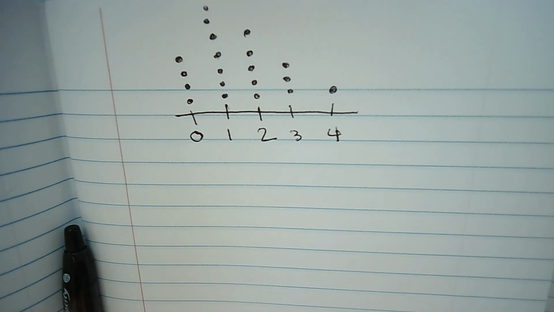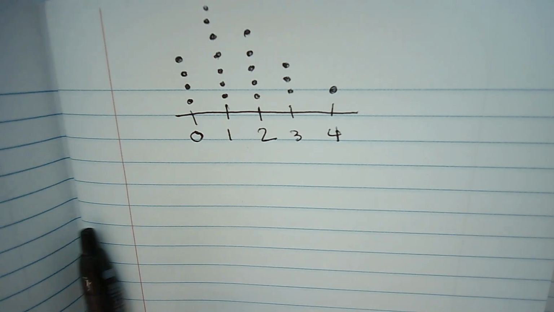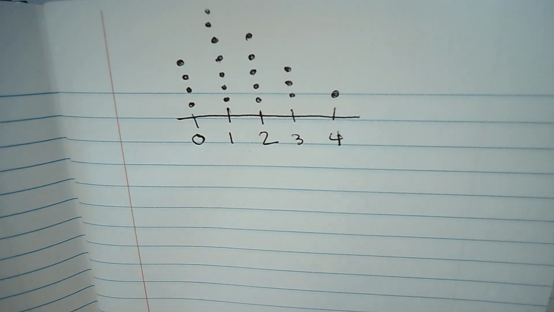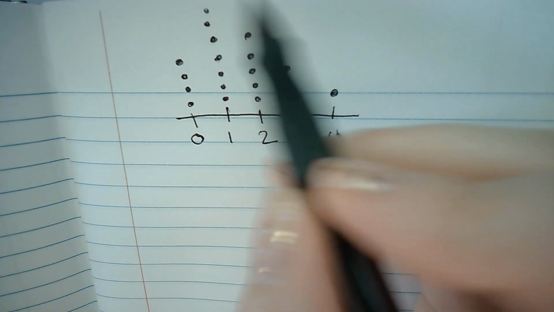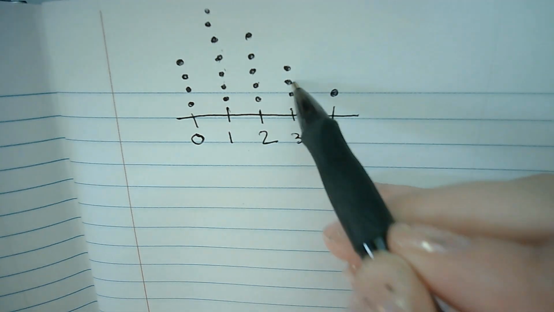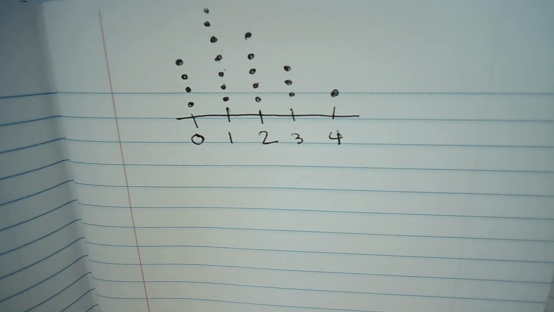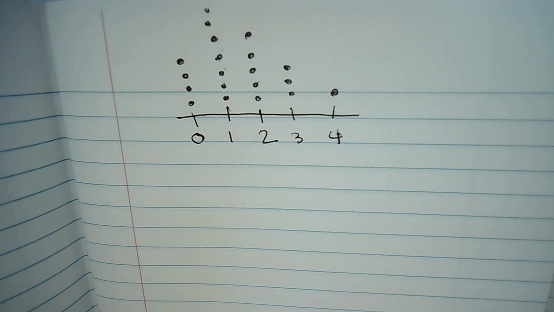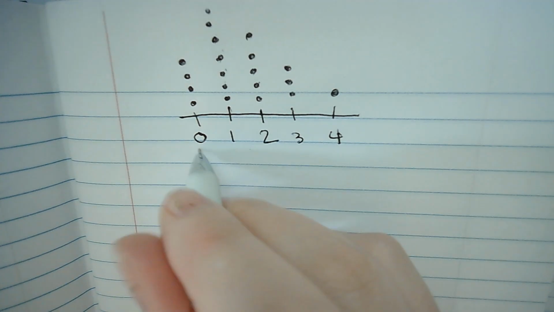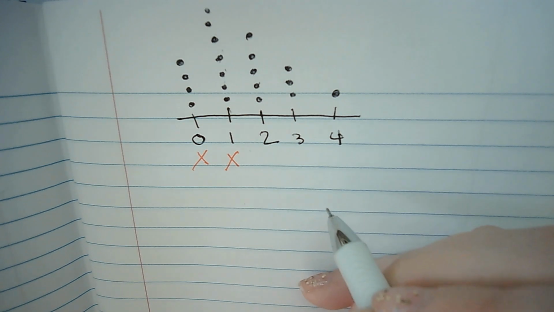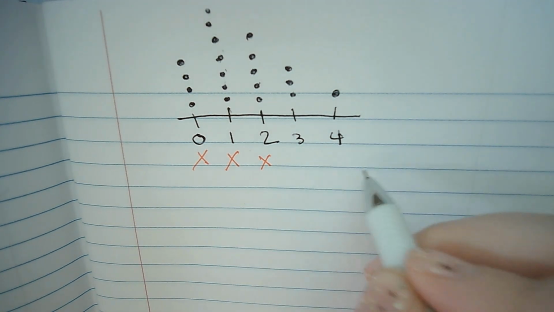Okay. So if we counted all these dots, it should equal 20. You know me, I like to be a little bit extra cautious and make sure. So we have 1, 2, 3, 4, 5, 6, 7, 8, 9, 10, 11, 12, 13, 14, 15, 16, 17, 18, 19, 20. We do have 20. All right, so what fraction of the families have more than 2? So we know more than 2 cannot equal 0, cannot equal 1, and if it's more than 2, it cannot equal 2. It has to be 3 or 4.